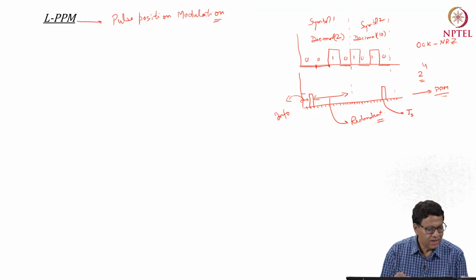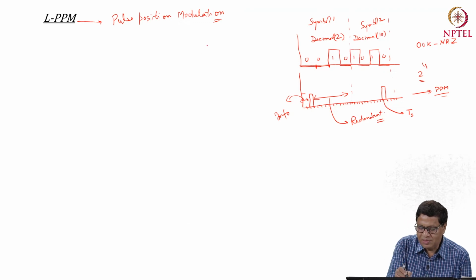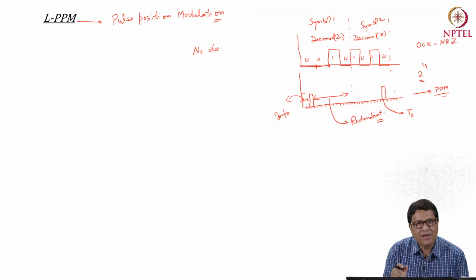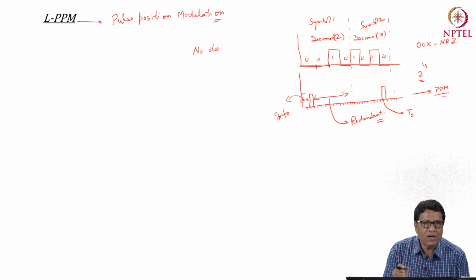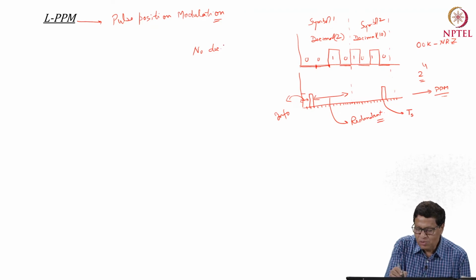So what are the advantages and disadvantages of pulse position modulation? First of all, you don't require any decision threshold, because you want to detect the position of the pulse. You are not detecting the amplitude of the pulse. Either the pulse is present or not, and at what location it is present, that matters to us. So no decision threshold is required.